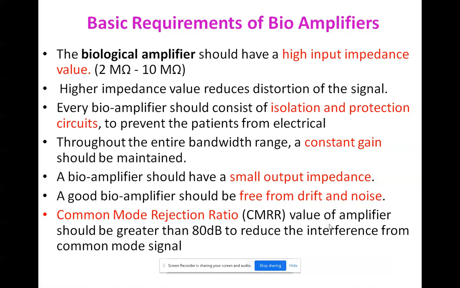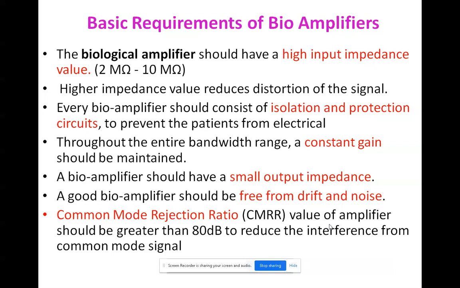So throughout the entire bandwidth range, a constant gain should be maintained. So you are measuring the biosignal from the human body to the equipment, to the electrode. The electrode only going to convert the biosignal into electrical signal. At that time, the transmission of the signal from human body to equipment should maintain the constant bandwidth as well as gain.